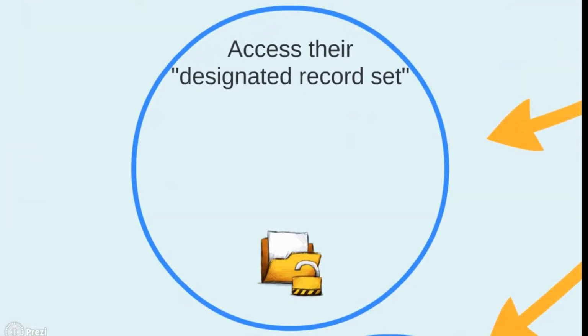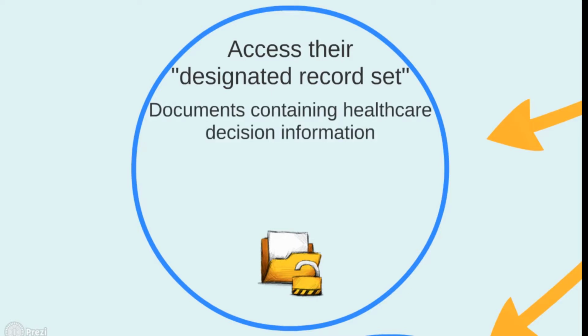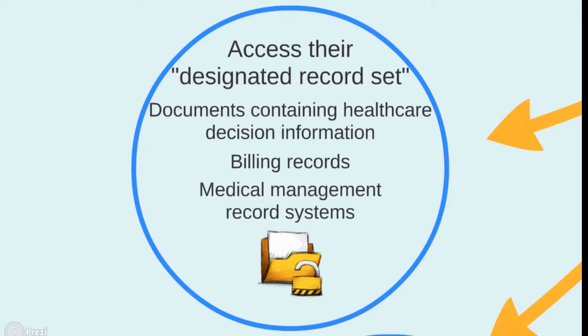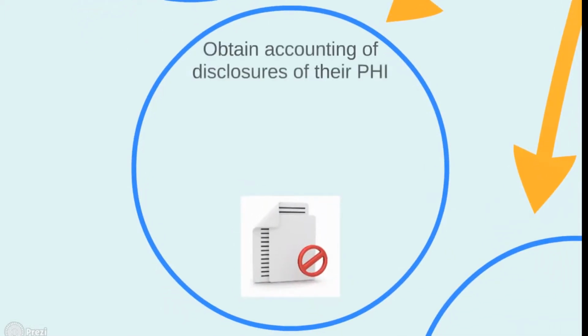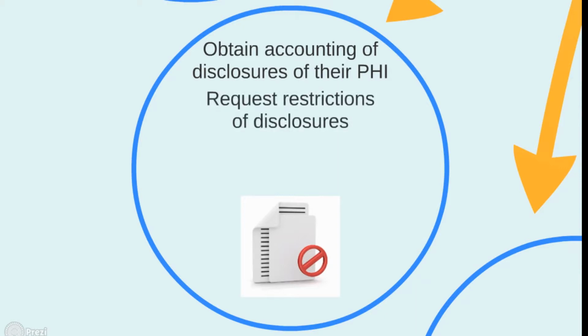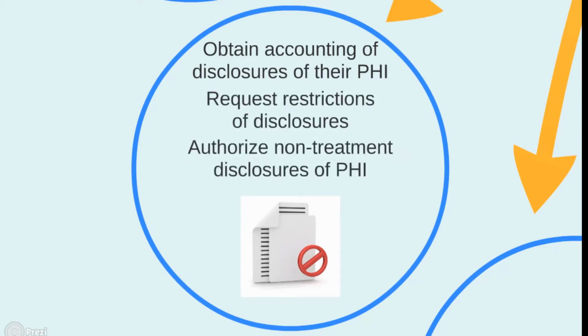Patients have the right to access their designated record set, which can include documents containing information used to make healthcare decisions, billing records, enrollment, payment claims, and case or medical management records. Patients have the right to obtain accounting of disclosures of their PHI, request restrictions of disclosures, and authorize non-treatment disclosures of PHI, such as the sale of PHI.